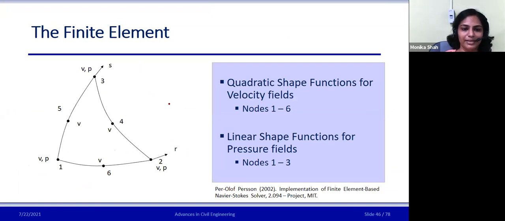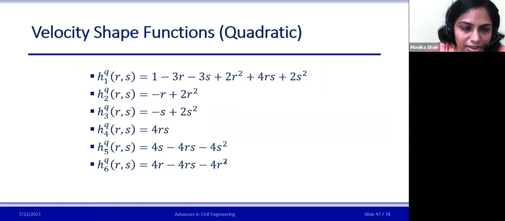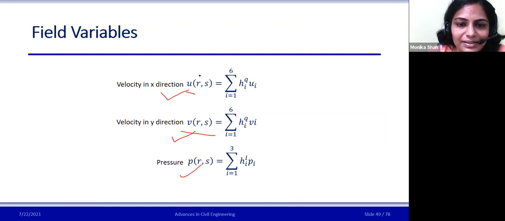In this particular case, as I have said, if I want to go for higher accuracy, and moreover in these Navier-Stokes equations the velocity is going to vary quadratically, that's why I'm taking the quadratic shape functions for the nodes 1 to 6, whereas I'm taking the linear shape functions for the pressure field. These are the velocity shape functions, these are the pressure shape functions, and these are the field variables: the velocity in x direction, the velocity in y direction, and pressure. That means these three things I want to find from that equation, right?